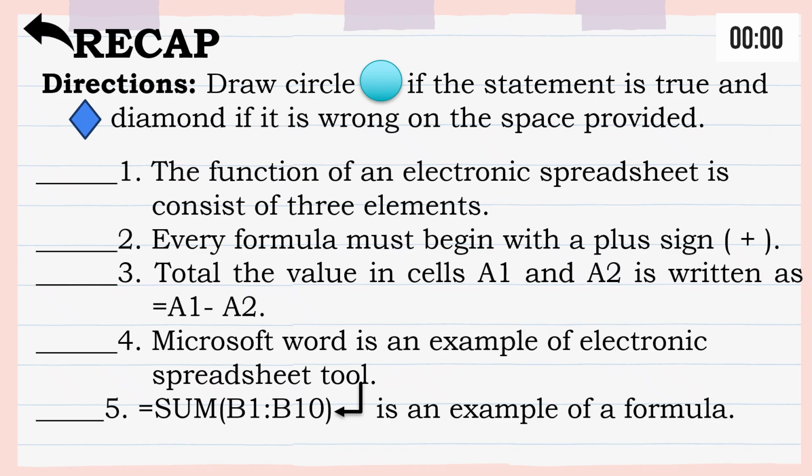Now, number 1. The function of an electronic spreadsheet consists of 3 elements. What's the answer? The answer is circle. Okay, always remember the 3 elements are the following. First is the equal sign, followed by the function name, and the last one is the argument.